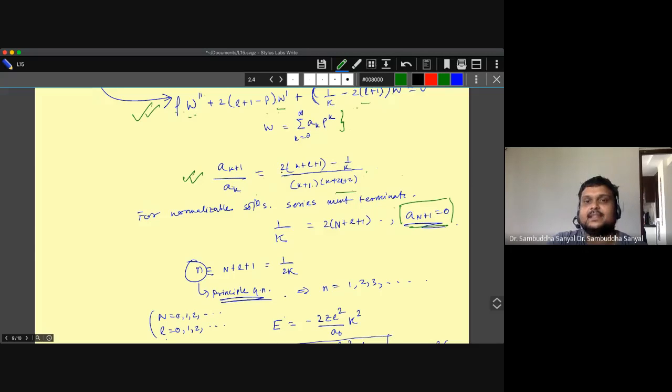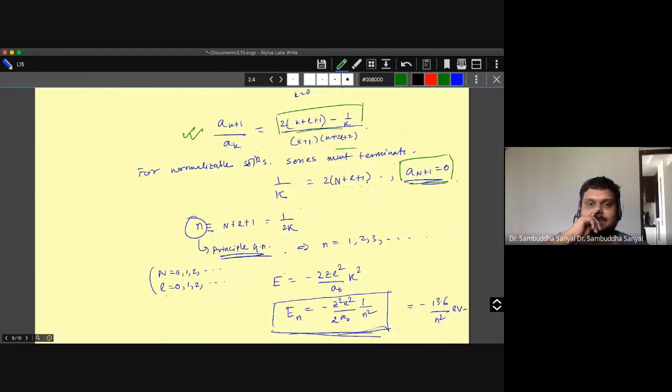So that tells me when that happens is basically when the numerator is 0. So the numerator being 0 is in the case of 1 by kappa equal to 2 into n plus l plus 1, where n is the particular integer at which this numerator vanishes. So now that tells me that this kappa of course has the energy in it. So this is just a convenience that I call this whole thing an integer. So I call it n.